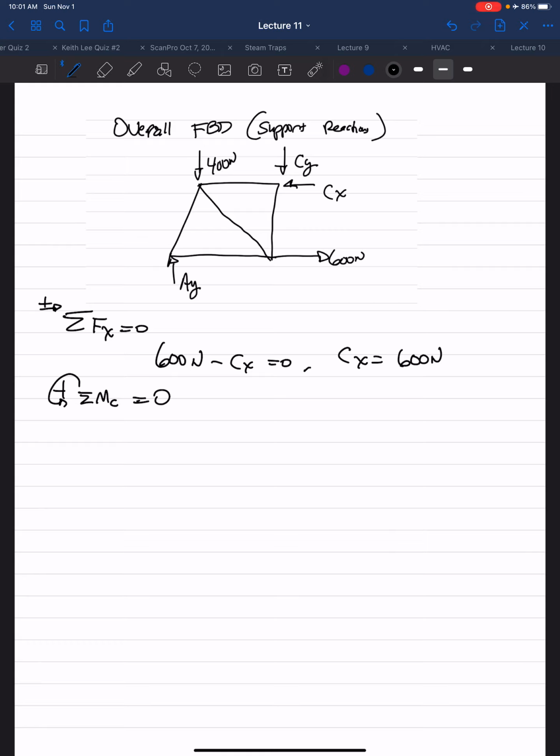So then we have the 600 Newton force times the perpendicular distance, which is 4 meters. That causes a counterclockwise moment about point C. We have the 400 Newton force times the perpendicular distance, which is 3 meters, counterclockwise, so positive. AY causes a clockwise moment about point C, so that's negative. The perpendicular distance here is 6 meters.